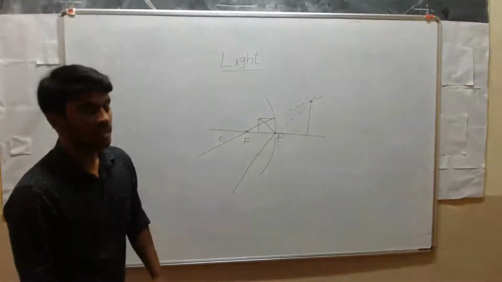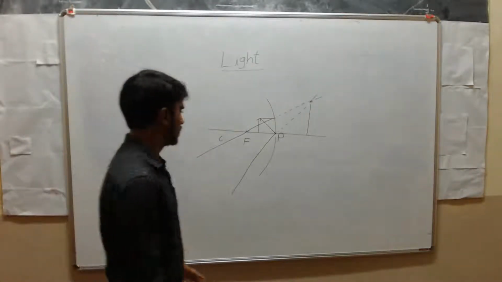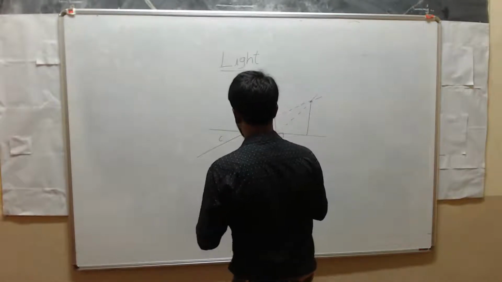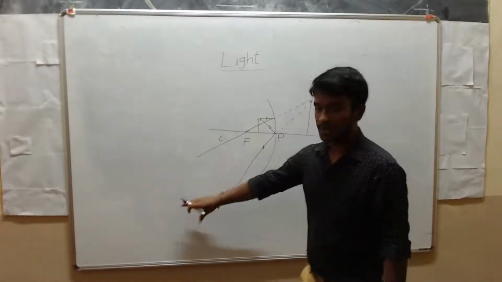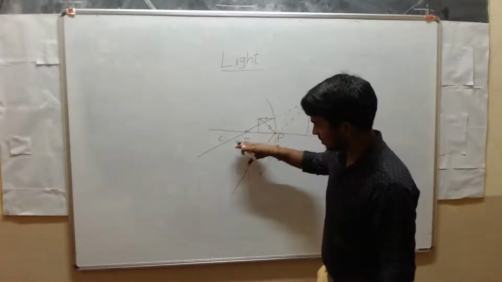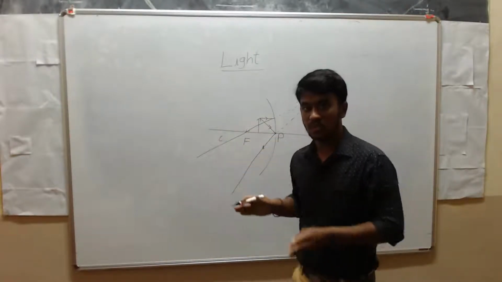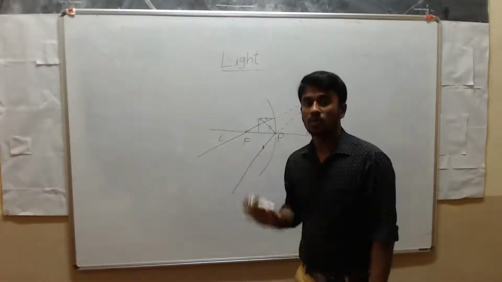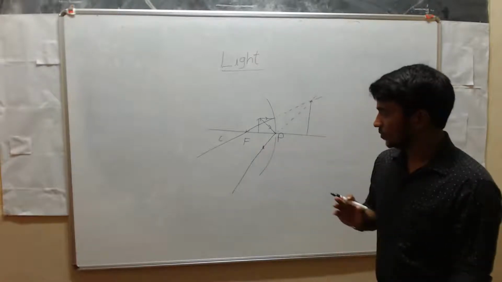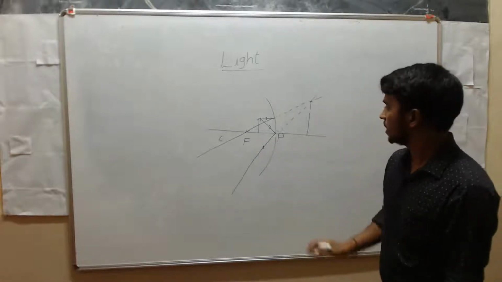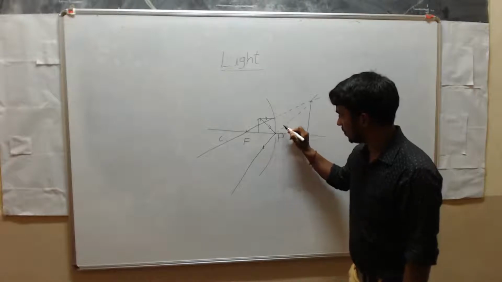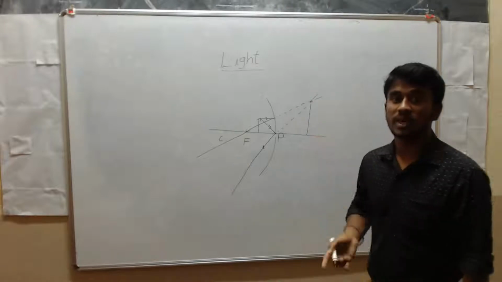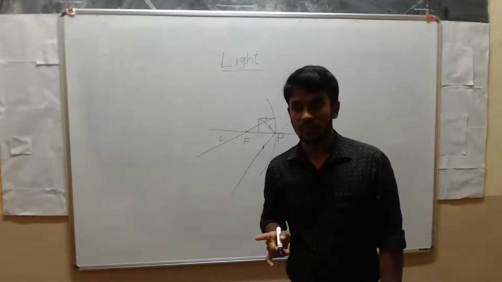Then what is the nature? Here you won't get a real image, because these two reflected rays never meet. When you extend the lines backward, the distance between these two lines keeps on increasing. So after reflection the rays never meet, and we won't get a real image. But if you extend these two reflected rays backward, both the reflected rays meet at this point. At this point we get the image, but that image is a virtual image.